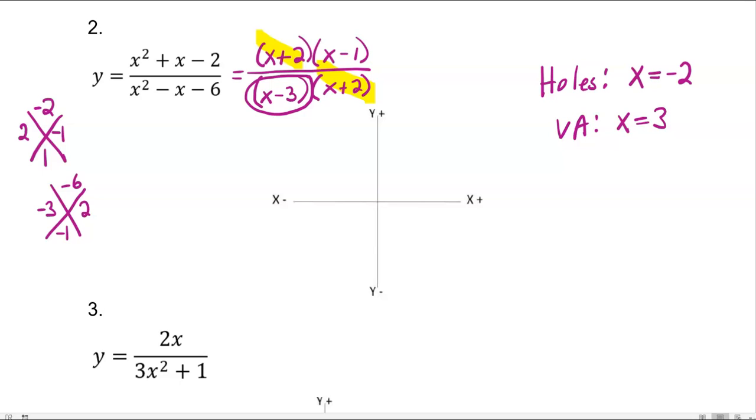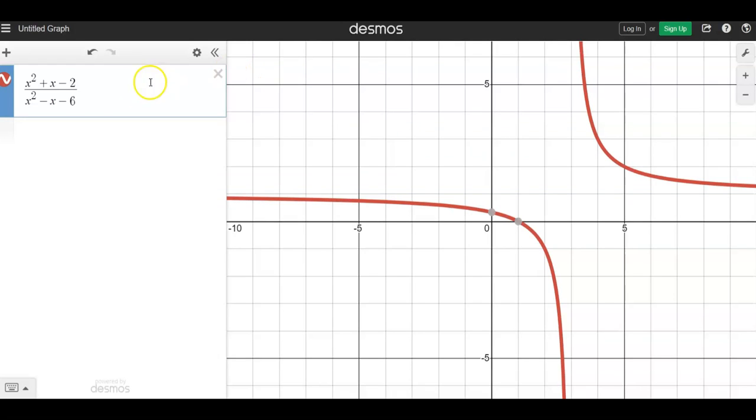So, as I get ready to do my sketch, I want to make sure I'm putting a mark at negative 2, so I remember to put a hole there. And I'm going to draw a vertical asymptote at 3, okay, to shape my graph. Now, when I go into Desmos, I'm going to put in that original one so that I can make sure that stuff is in the right place. And it looks like my vertical asymptote would be at 3, and that's what I found, so that is correct.